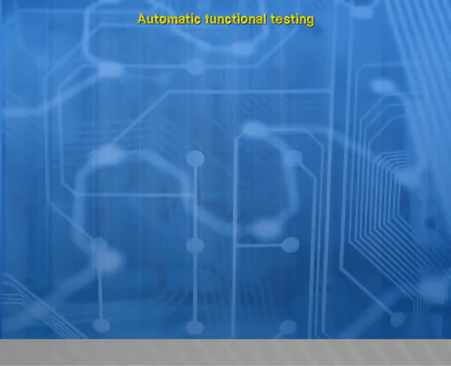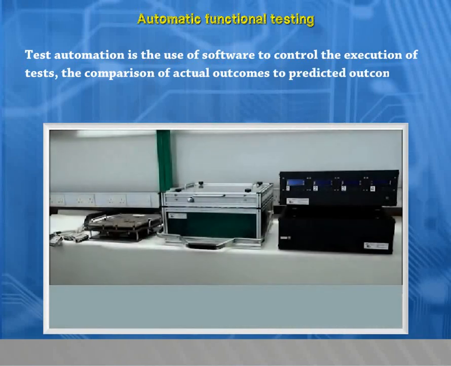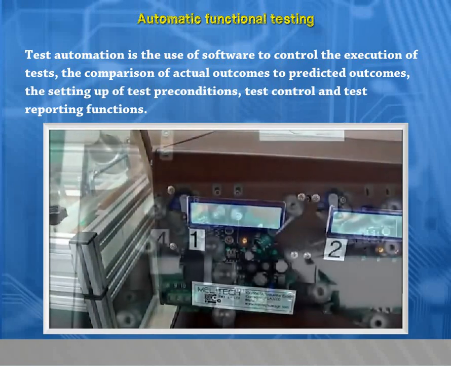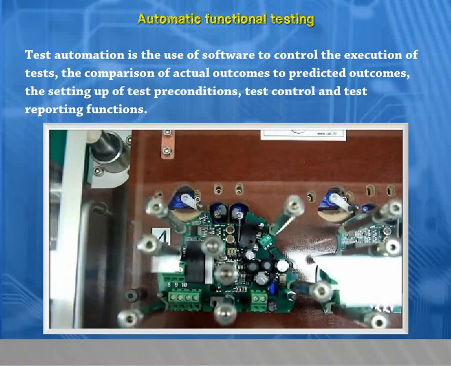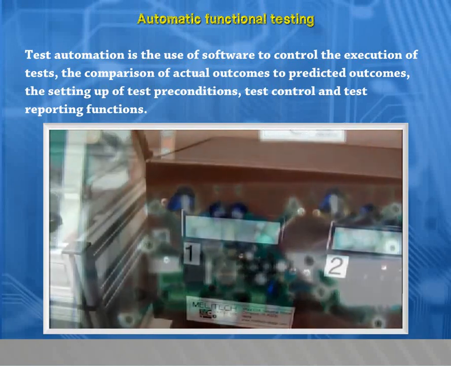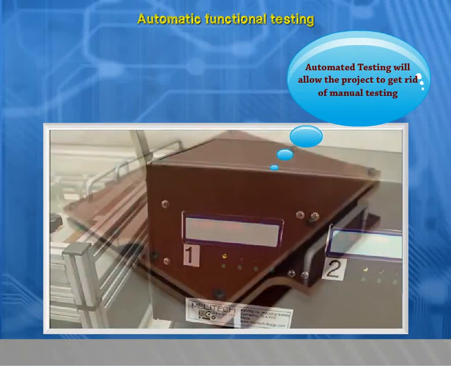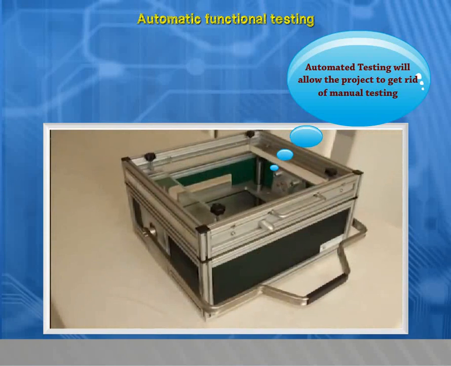Automatic functional testing. Test automation is the use of software to control the execution of tests, the comparison of actual outcomes to predicted outcomes, the setting up of test preconditions, test control and test reporting functions. Automated testing will allow the project to get rid of manual testing.